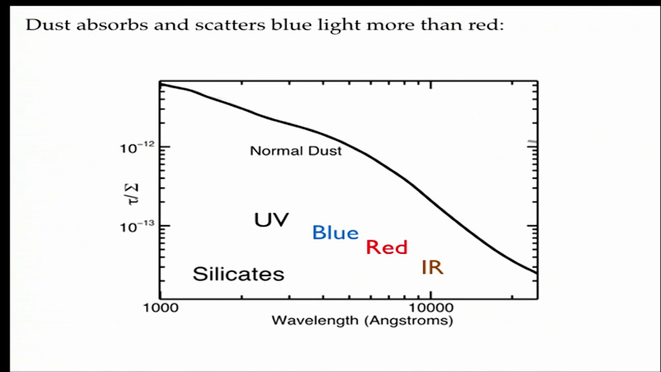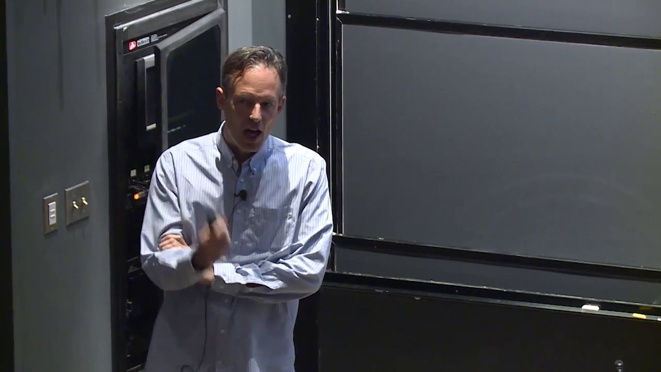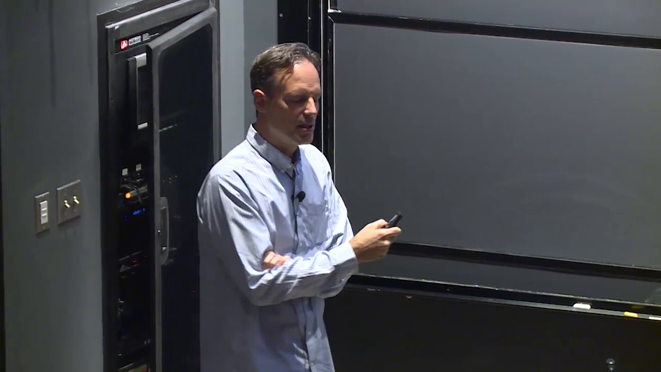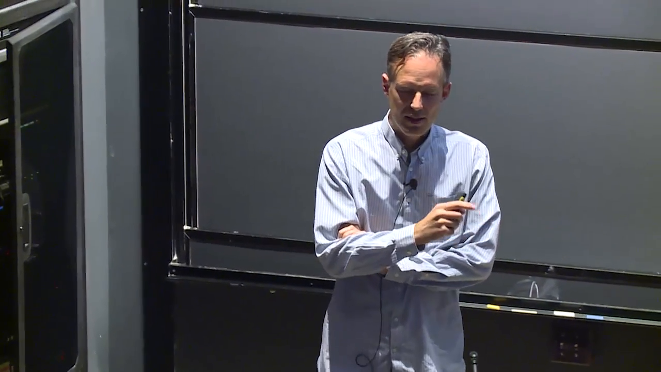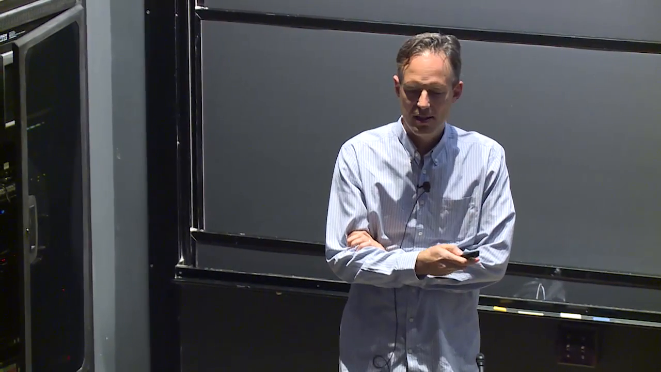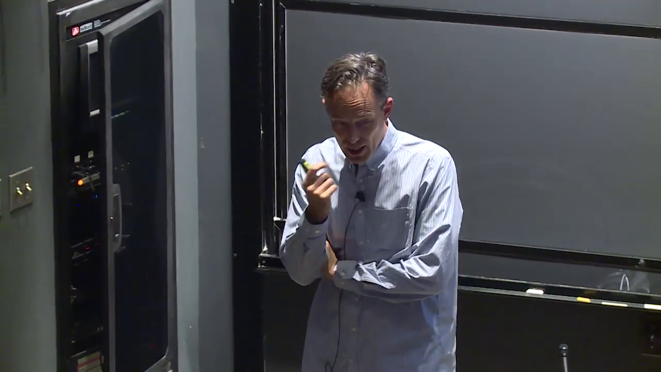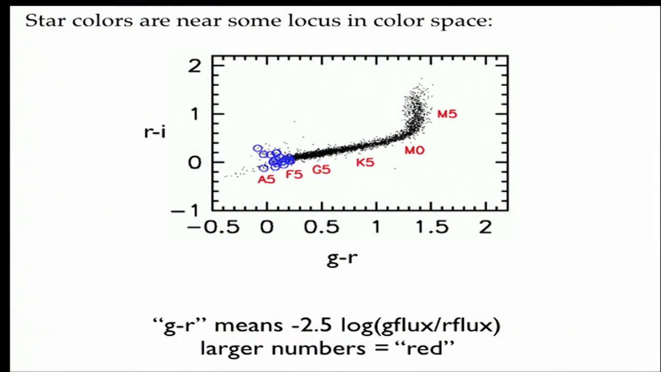The fact that we lose more blue light than red light means that by the change in color of a star, we can say something about the dust. We don't need to care how far away the star is, at least at first. And star colors are near some locus in color space. So if we plot what astronomers call G minus R versus R minus I, we get a stellar locus like this.